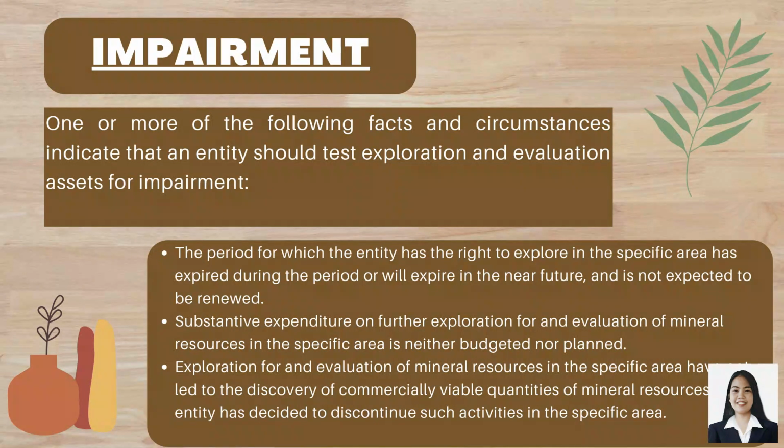For the impairment, one or more of the following facts and circumstances indicate that an entity should test exploration and evaluation assets for impairment. The first one is the period for which the entity has the right to explore in the specific area has expired during the period or will expire in the near future and is not expected to be renewed. The second one is the substantive expenditure on further exploration for and evaluation of mineral resources in the specific area is neither budgeted nor planned. The third one is the exploration for and evaluation of mineral resources in the specific area have not led to the discovery of commercially viable quantities of mineral resources, and the entity has decided to discontinue such activity in the specific area.